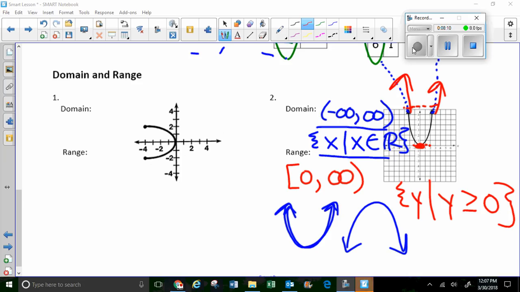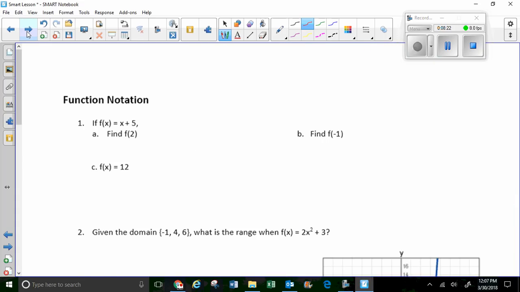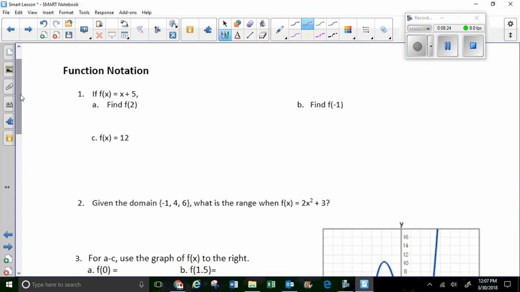I know that's tough stuff, so feel free to pause, go back, and really try and work through this, because this is your review before you take your test in a couple class periods. Alright, go ahead and flip over. Let's look at function notation. Remember, function notation is just another way to write your function rules.